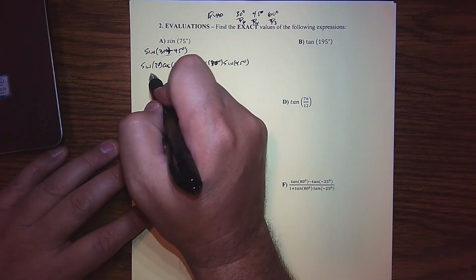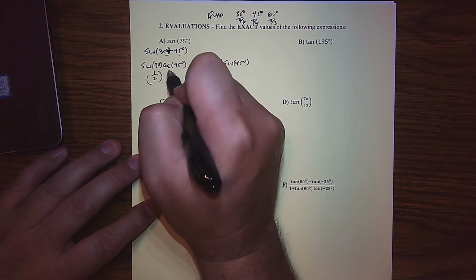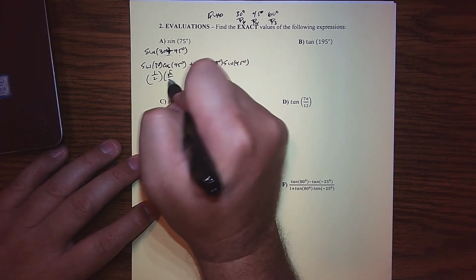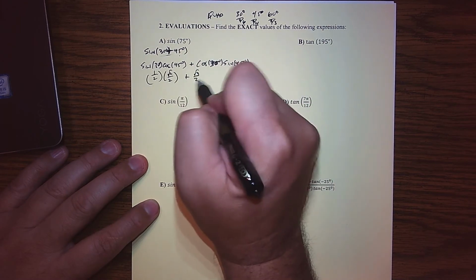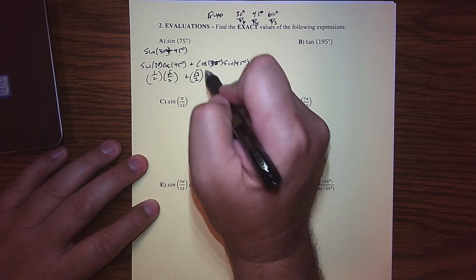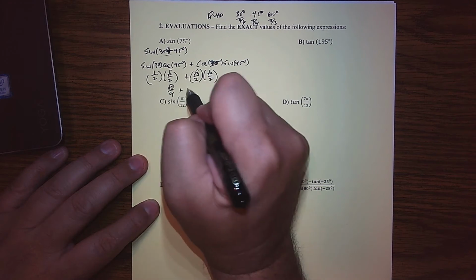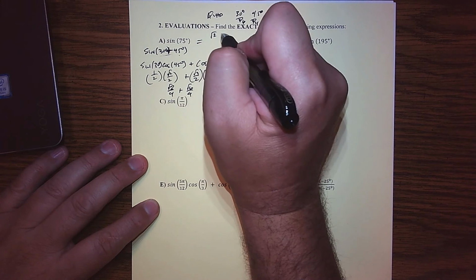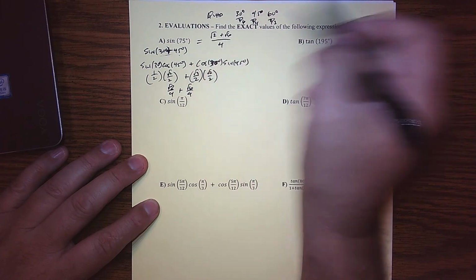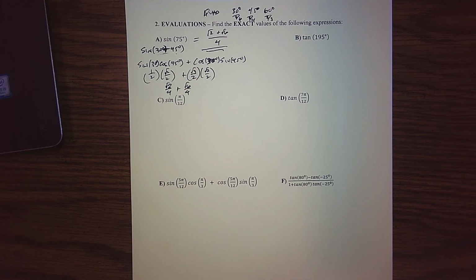The sine of 30 degrees is 1/2. The cosine of 45 is the square root of 2 over 2. The cosine of 30 is the square root of 3 over 2, and we're going to be multiplying that by the square root of 2 over 2. So we get square root of 2 over 4 plus square root of 6 over 4. So putting that all together, we get the square root of 2 plus the square root of 6 all over 4. And there would basically be our exact answer for the sine of 75.